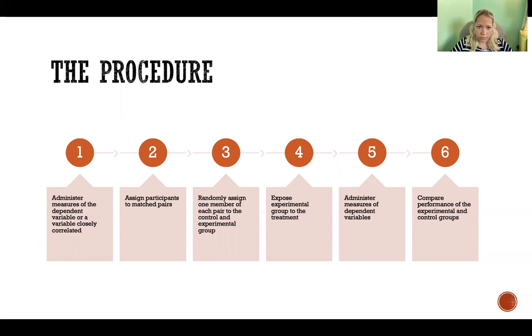So you would randomly assign from those pairs to go to the control or the experimental group. Then you would expose the experimental group to the treatment.